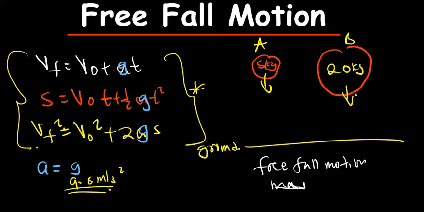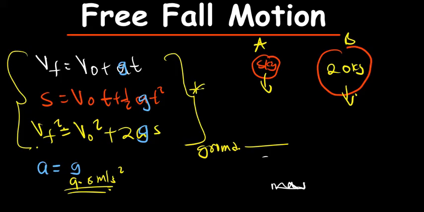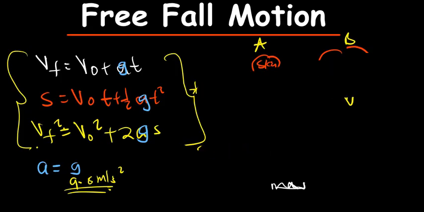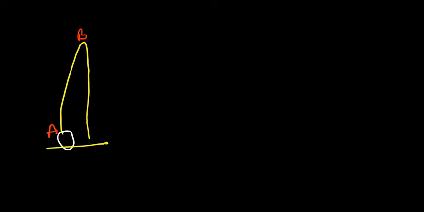Is that okay? But now let's talk more about free fall motion. Allow me to just get rid of this. Let's say you have an object, you throw it, it goes up, it reaches the maximum height, it comes back like that. This is the ground. Let's call this point A, point B, point C.